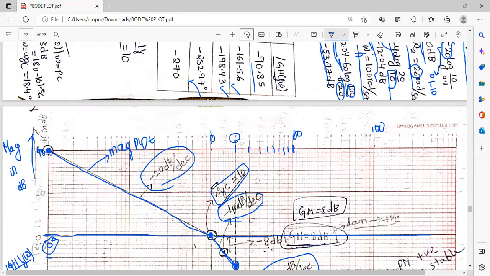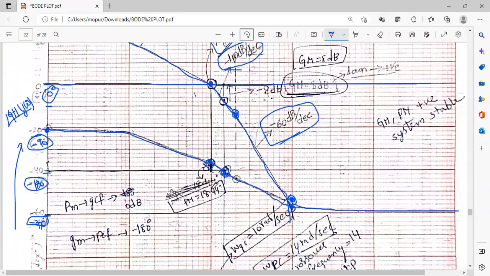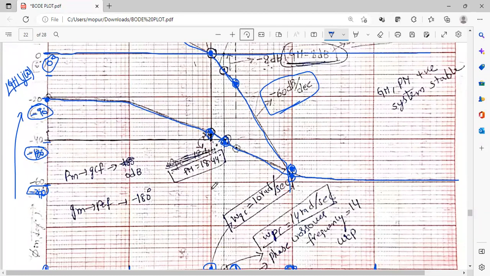Then the phase crossover frequency. The phase crossover frequency is the frequency at which the phase angle plot coincides with the minus 180 degree line. Draw a line at minus 180. This is minus 180, I am drawing a line at minus 180, and this is the phase angle plot.